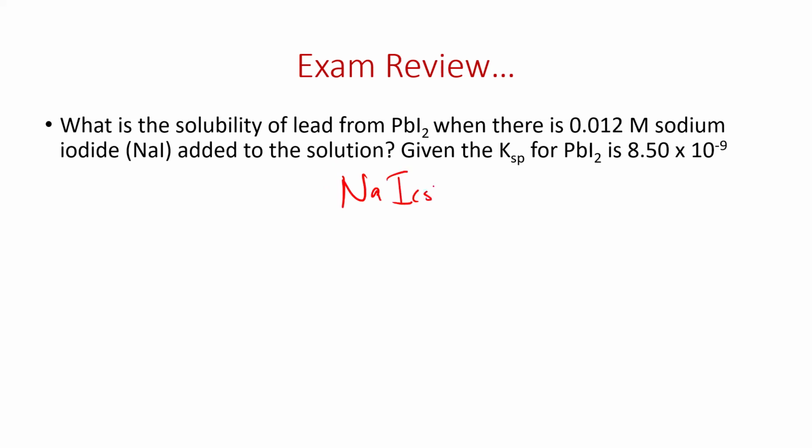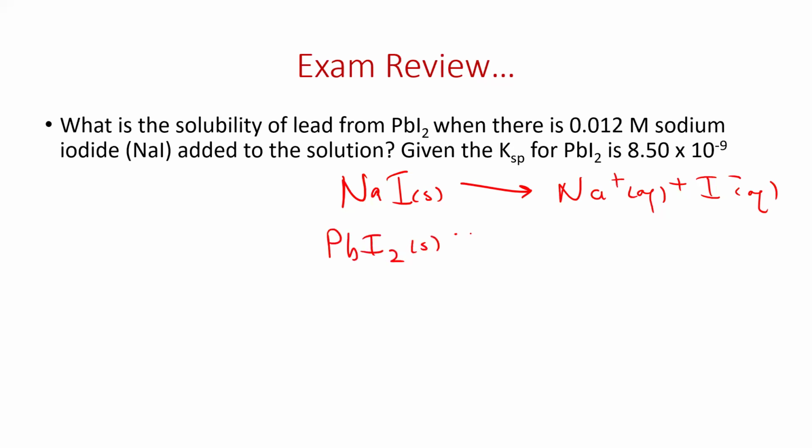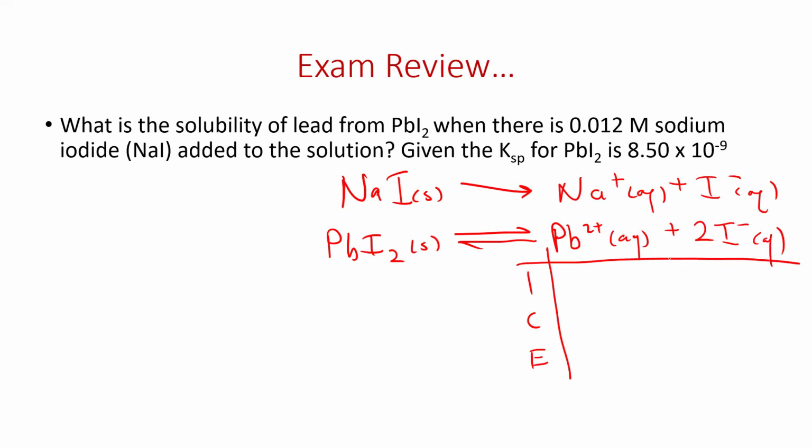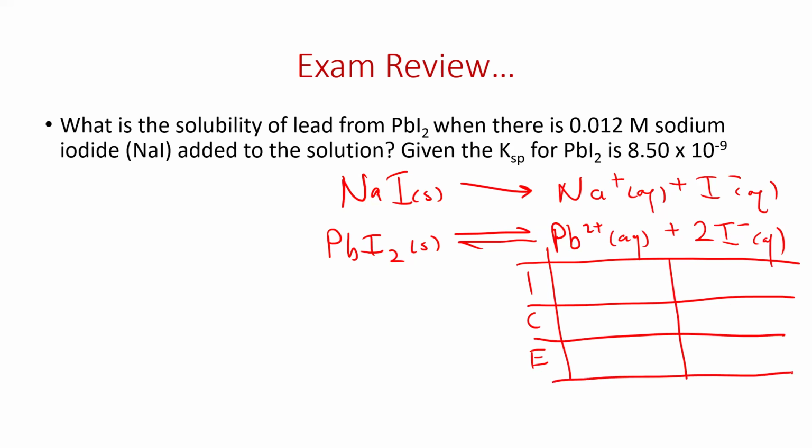Sodium iodide's a strong electrolyte, so that ionizes completely to give us sodium and iodide. At the same time, we're looking at the equilibrium of lead-2 iodide, which is going to ionize and give us lead-2 plus and 2 iodides there. So what would that ICE table look like for this solution?